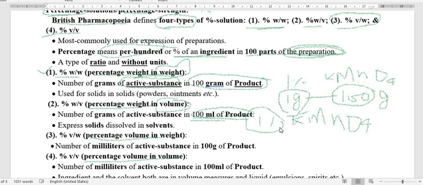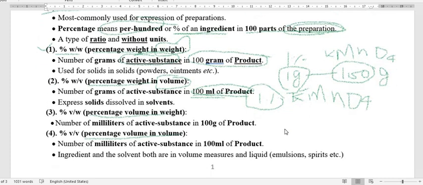Here I have mentioned the word final product. Why are we always talking about the final product? Because this 1 gram of the KMnO4 also occupies some volume. So this volume is also acquired by the KMnO4. That is why we are talking about the final volume of the product.